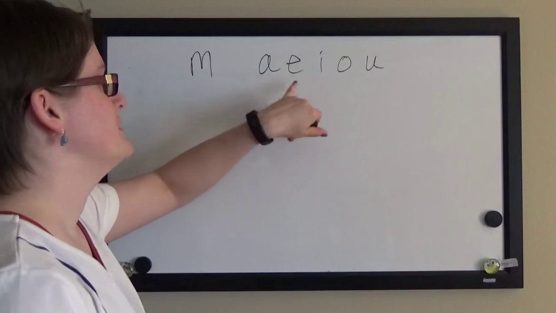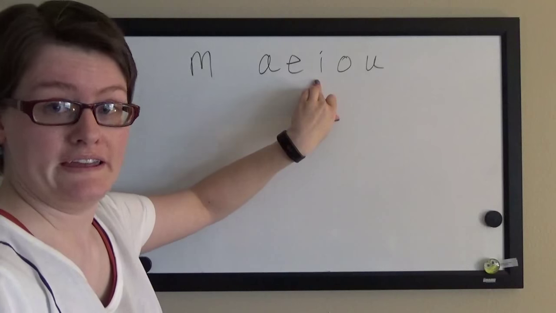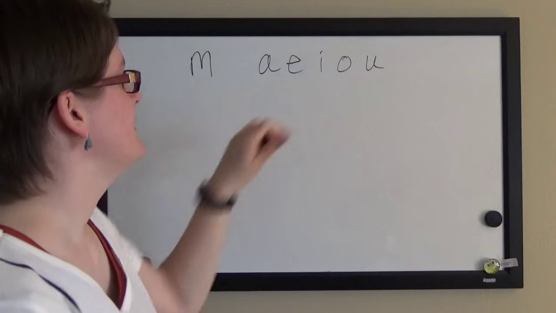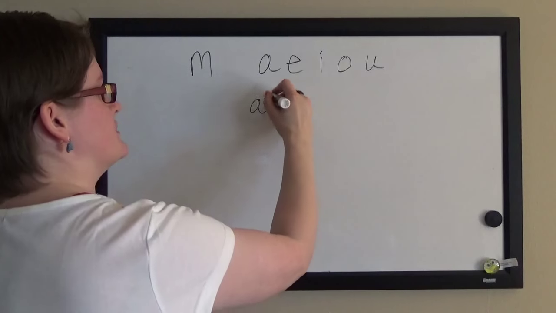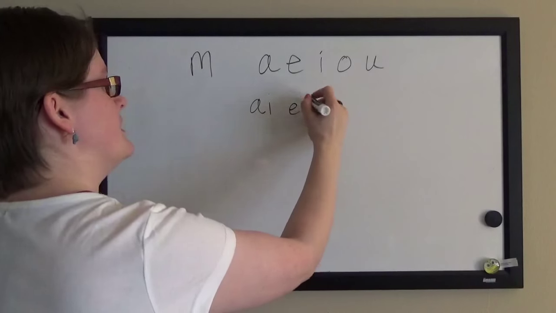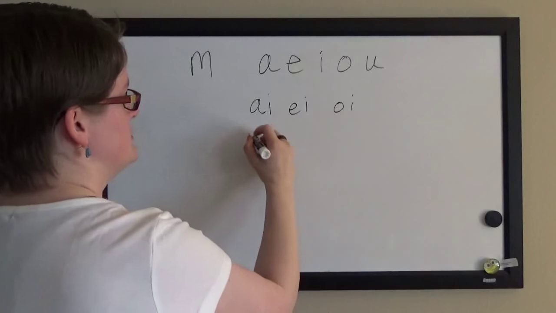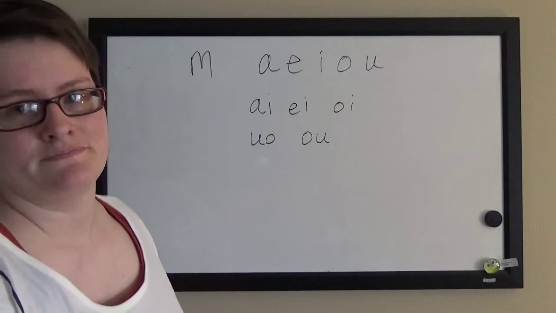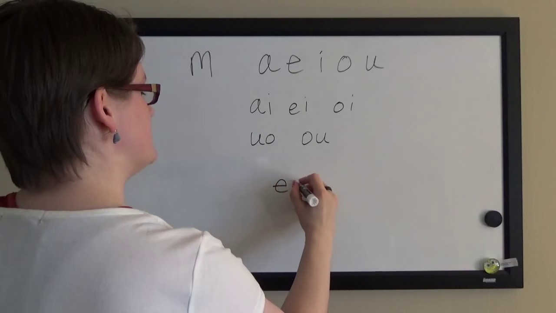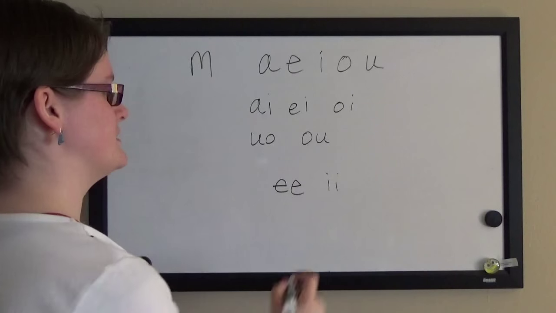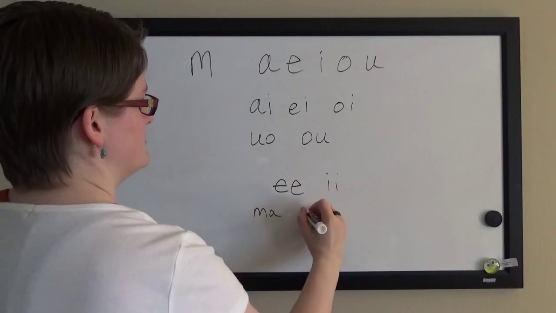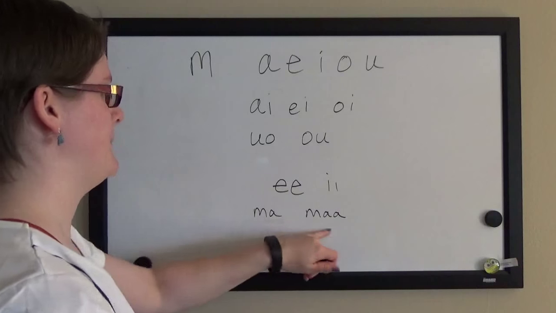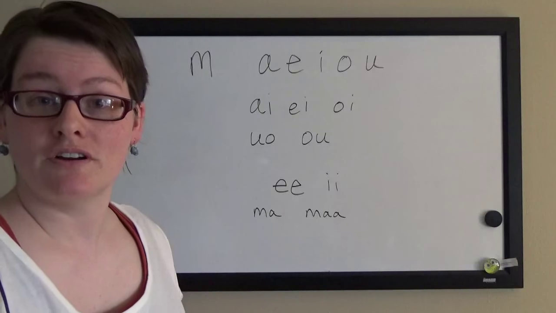This would be A, E. This can be E or E kind of sound. O, U. And then you can also create diphthongs. So, I, A, oi, wo, o, and so on. Now if you have two vowels in a row, it's just going to elongate the sound. So you could have ma and maa.